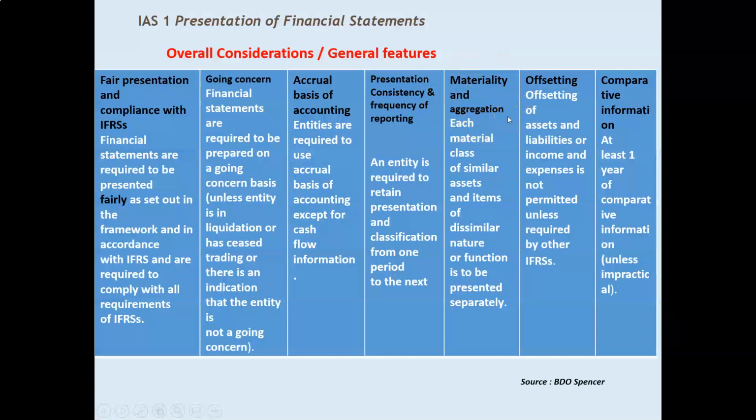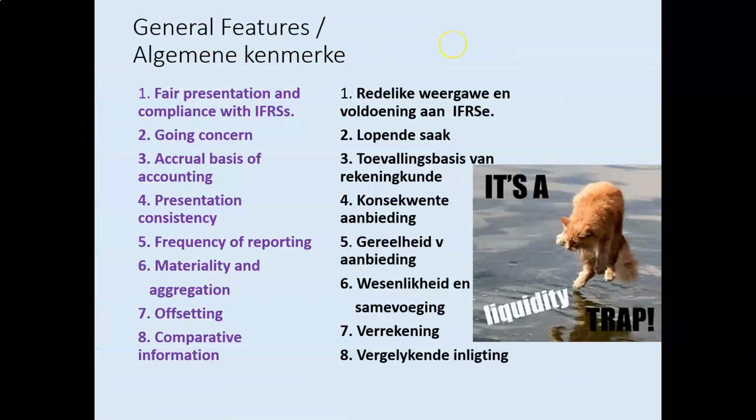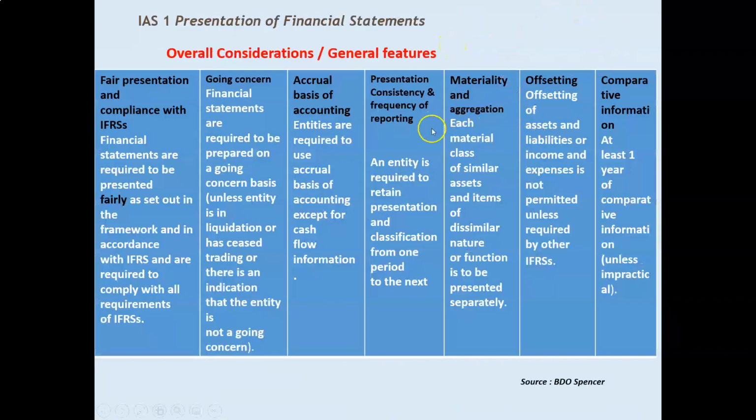Materiality and aggregation. Now, materiality is established with reference to both the nature and the size of an item. Now, what does that mean? Well, if the nature of the item is the same, I am allowed to aggregate that item and show it as one figure in my statement of whatever financial statement.